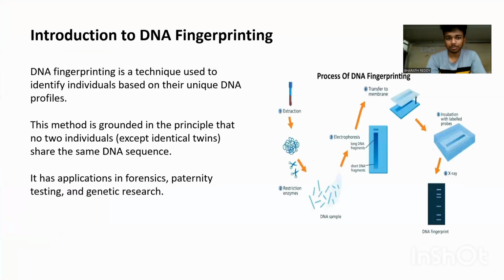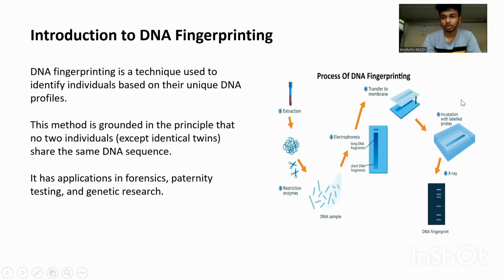DNA fingerprinting introduction. DNA fingerprinting is a technique used to identify individuals based on their unique DNA profiles. This method is grounded in the principle that no two individuals, except identical twins, share the same DNA sequence. It has applications in forensics, paternity testing, and genetic research.